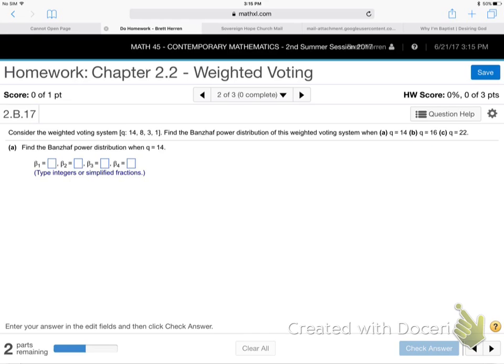So part B says, okay, let the Q be 16. So I'm going to put a 16 in front. That way player 1's not a dictator now, right? So it's 16 colon 14, 8, 3, 1, like that. In fact, I think I'm going to put it up here. So go ahead, try that one now. That one will be more regular.